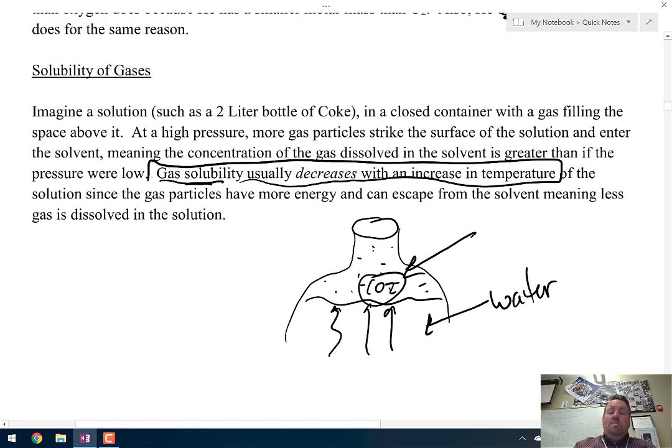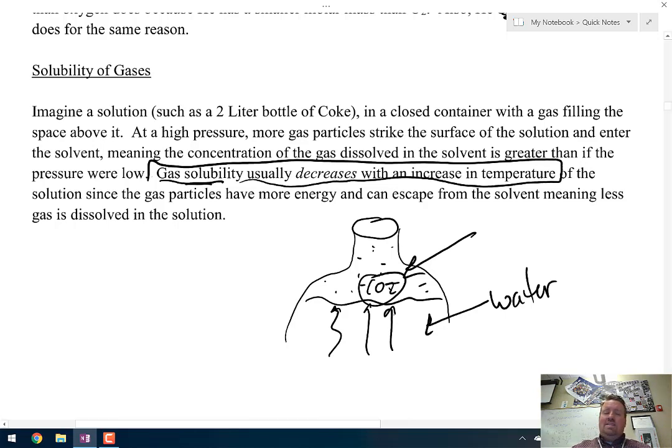Now, typically that doesn't occur. Think about when you dissolve sugar in water. If you're just trying to dissolve sugar in water, one of the ways to make the sugar dissolve better is by increasing the temperature of the water. If you've ever made homemade syrup, you get the water really, really hot and you can add more and more sugar to it. Typically solids are more soluble when the temperature of the solvent, the water, is high.